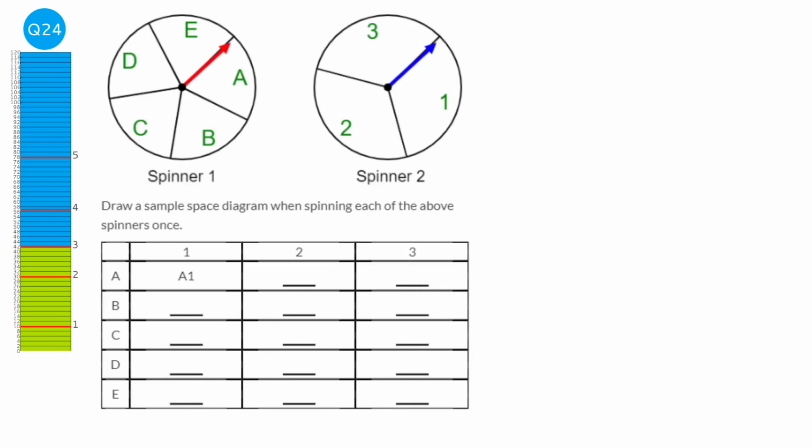A sample space diagram is basically a diagram that shows all the outcomes. We've got the outcomes from spinner 2 at the top, so either 1, 2, or 3. And we've got the outcomes from spinner 1 down the side, so A, B, C, D, or E. And we're just writing down all the combinations. So this will be A2, A3, and then this will be B1, C1, D1, E1, and this will be B2, C2, D2, E2, and this will be B3, C3, D3, and E3. This represents all the possible outcomes you can get from both spinners.